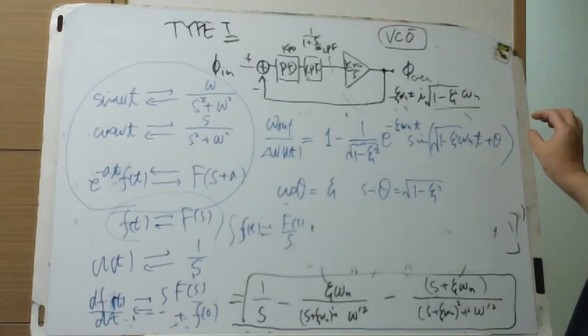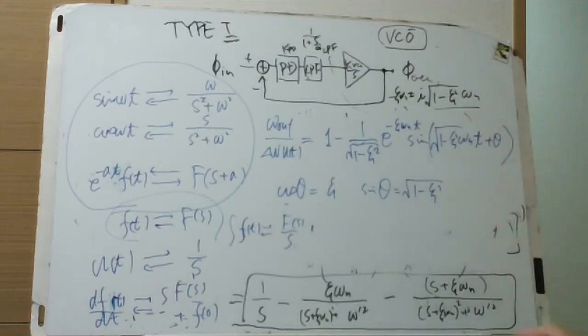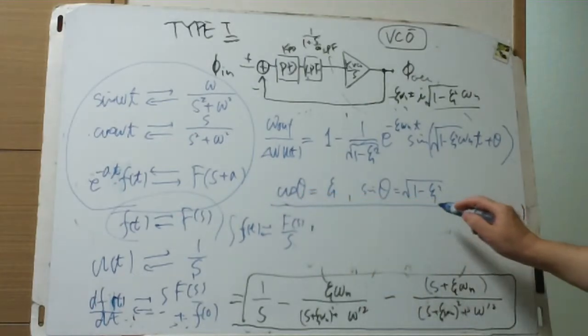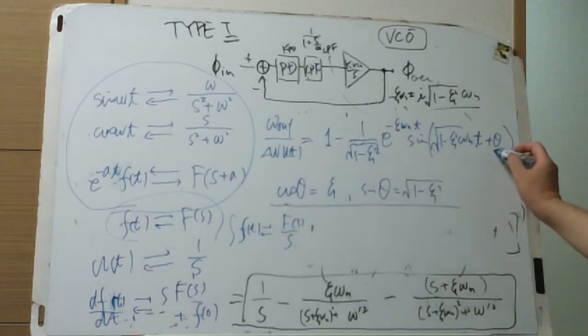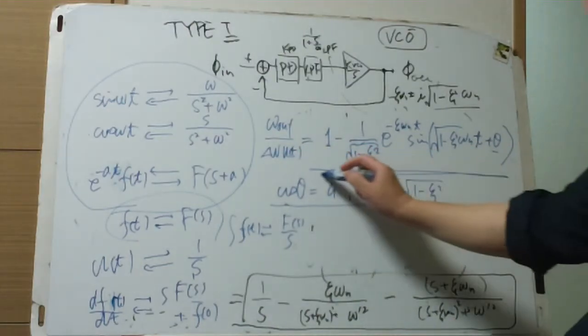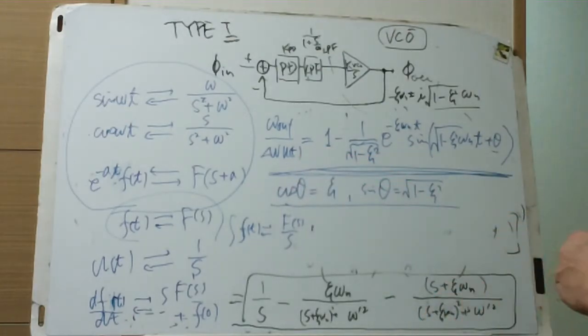Okay, divided by this sine, where tangent theta equals square root 1 minus zeta squared divided by zeta. We can write this expression in the textbook.